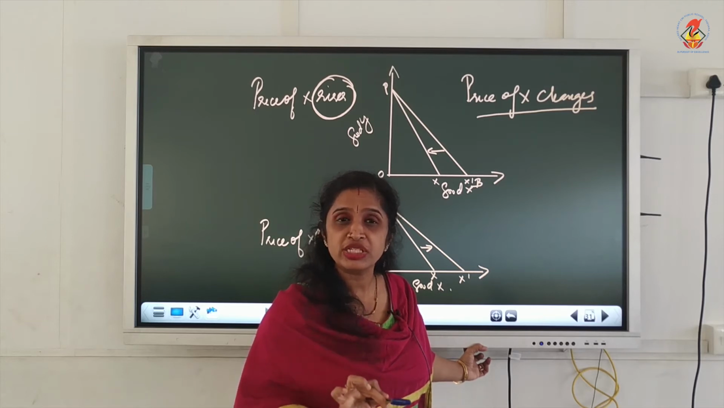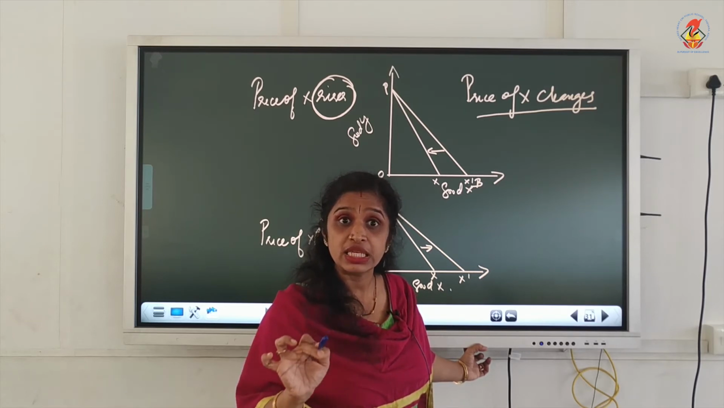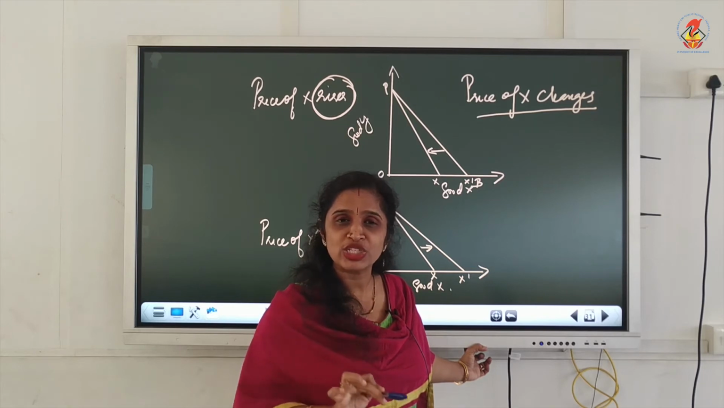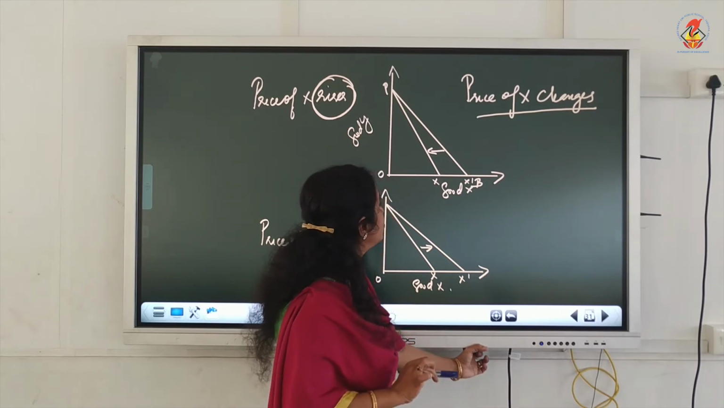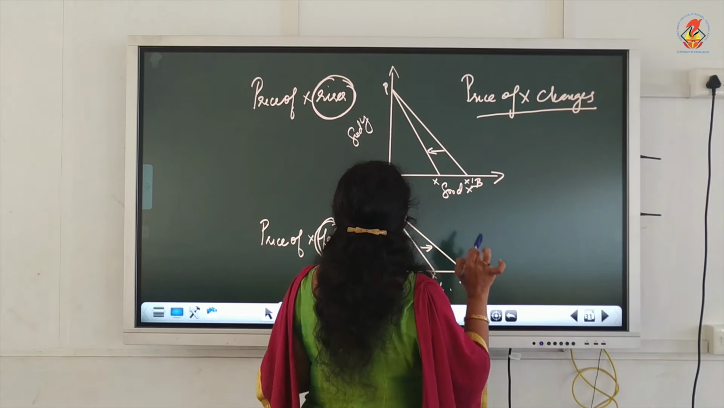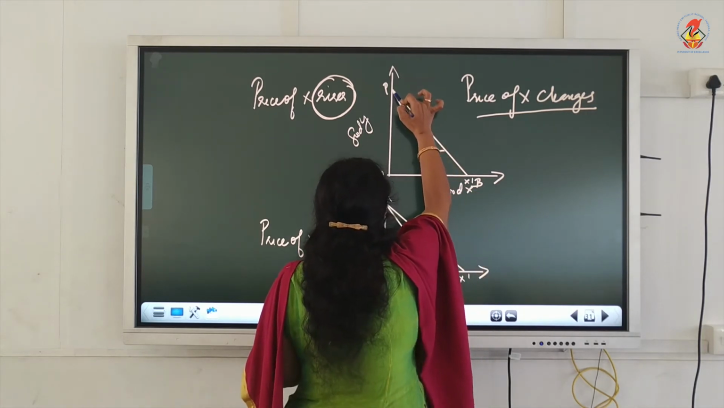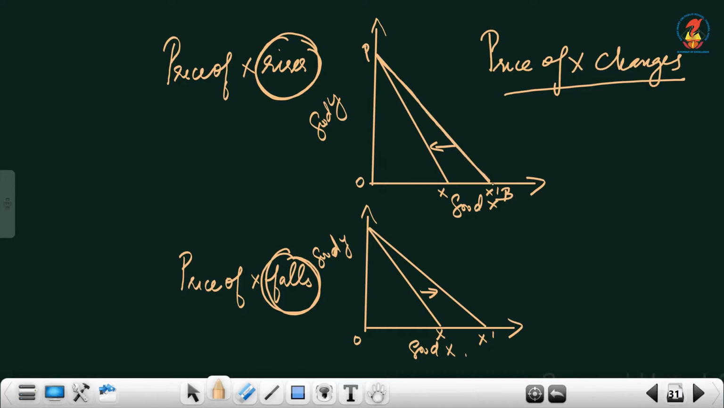What kind of a change is happening to X? X is rising, therefore only less quantity of X you will buy. Therefore you have to draw the budget line concentrating on X. This is the initial budget line, PB is the initial budget line. So when PB is the initial budget line, when the price of X increases, consumer will buy less of X.